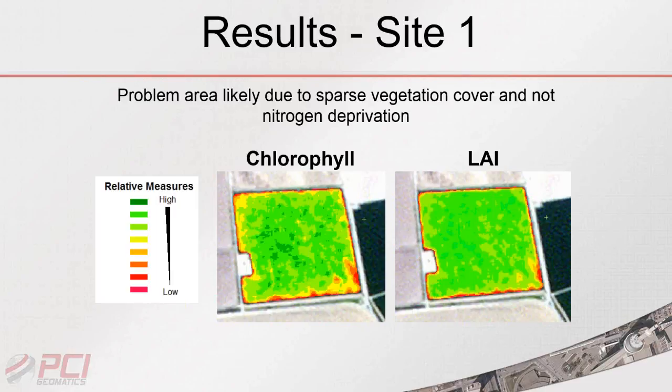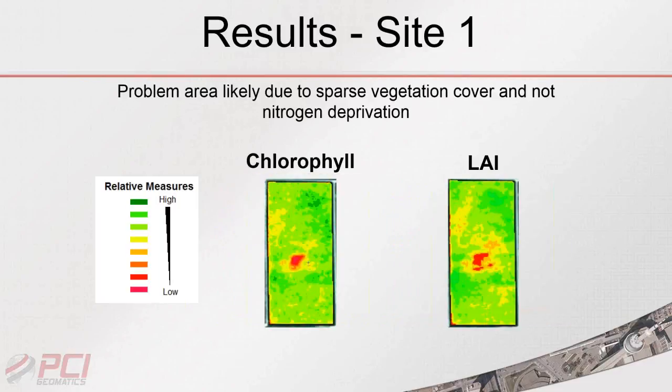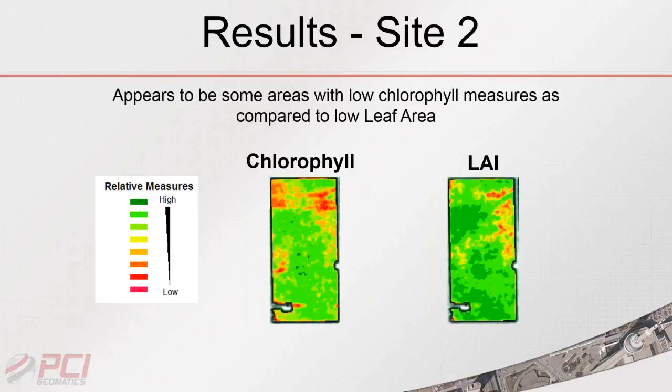So here we have pretty strong correlation between the chlorophyll and the leaf area index. We don't see much difference between the two. In this situation here, very similar as well. This particular field has a similar pattern in terms of the stressed areas and the healthy areas. So again, we don't see any particular difference between these two fields, and this is good information to have.